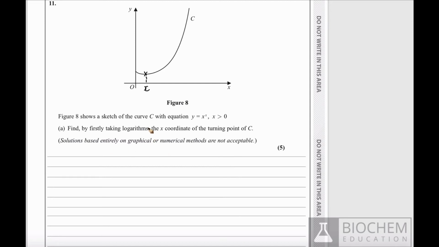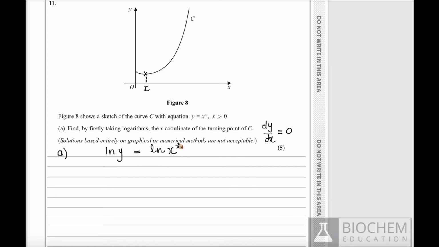In other words, you have to use differentiation to figure out this turning point, because we know that at the turning point of any curve, dy by dx equals 0. So we will use this principle to solve this equation. So starting with part A, first let's take the logarithms of both sides of this equation as suggested by the examiner. So it can be written as ln y equals ln x to the power of x.